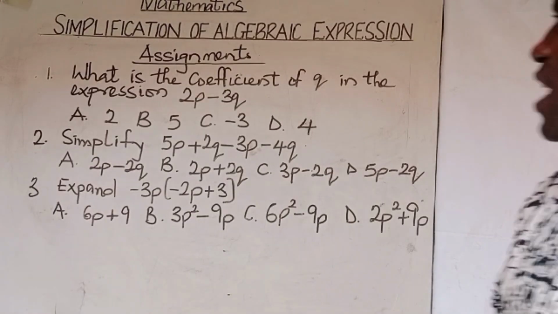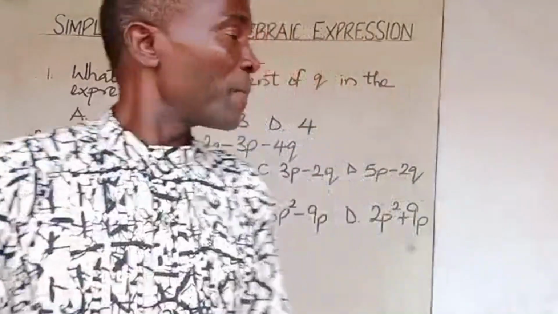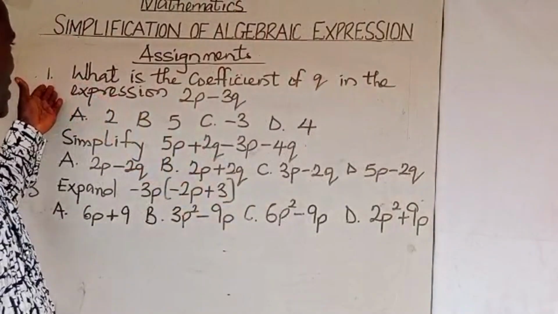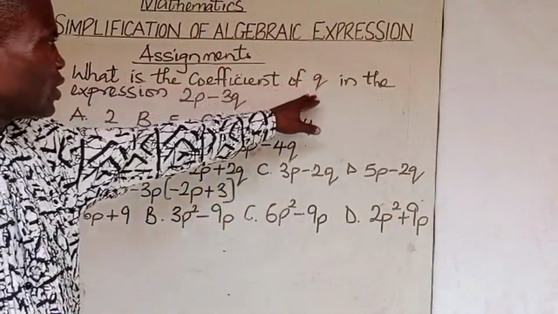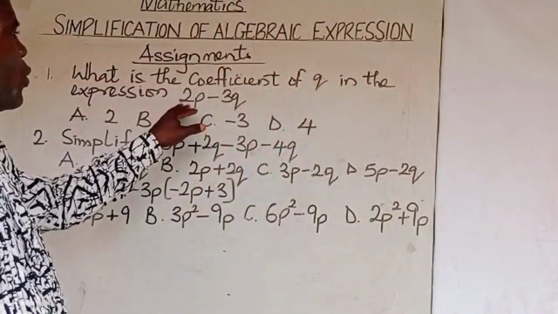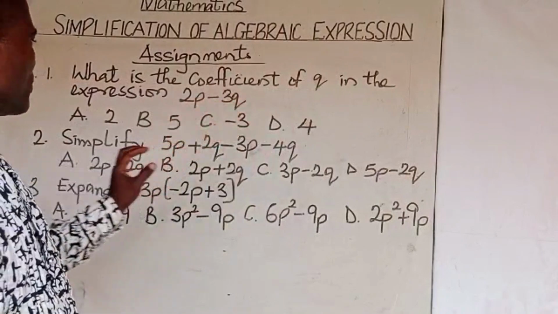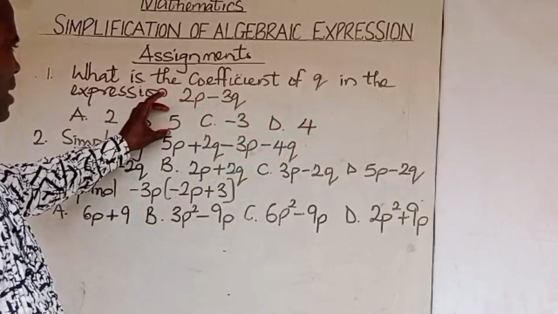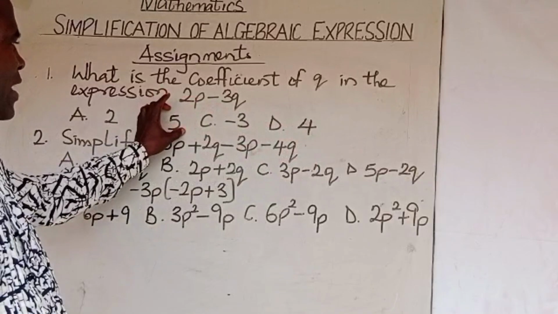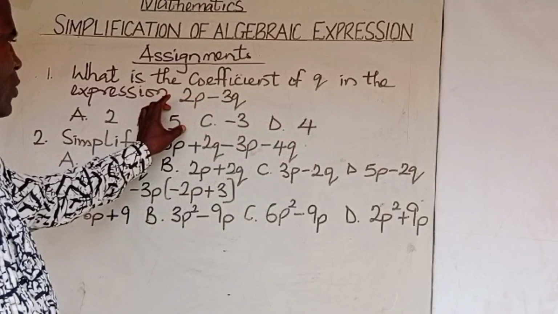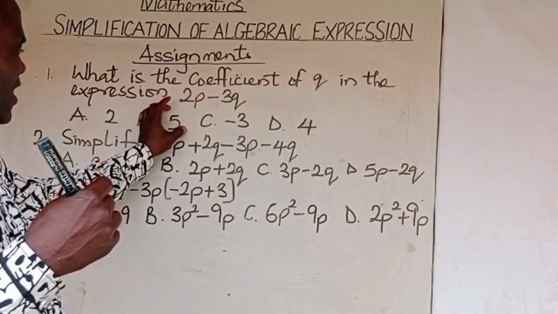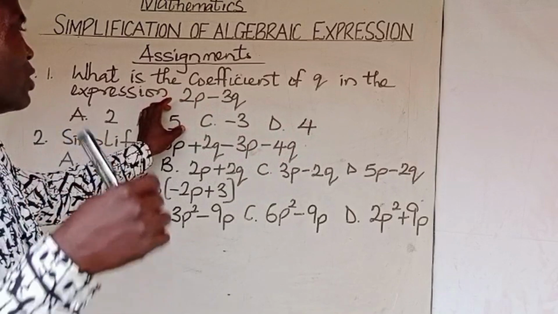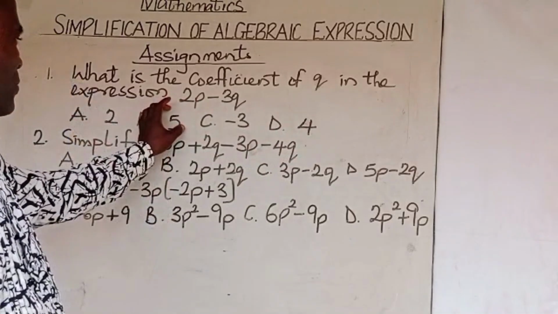So these are the assignments for the day. Assignment number 1 says, what is the coefficient of q in the expression 2p minus 3q? So the options are provided here. So by the time you're able to solve and you get the appropriate option, you will now forward the appropriate option into the comment section.